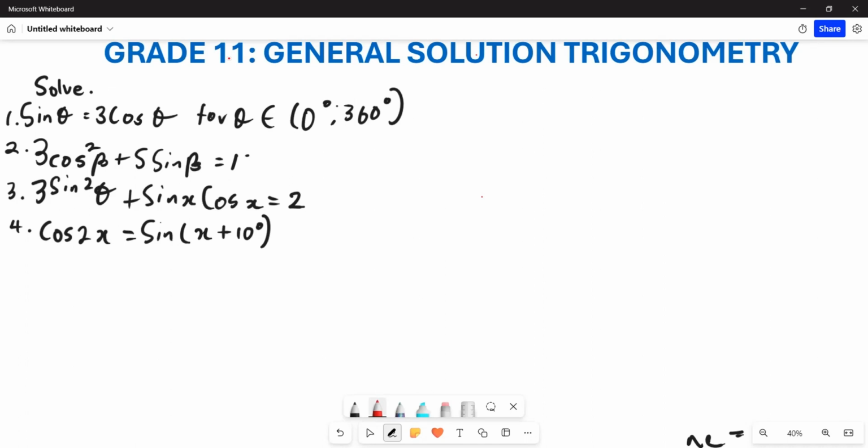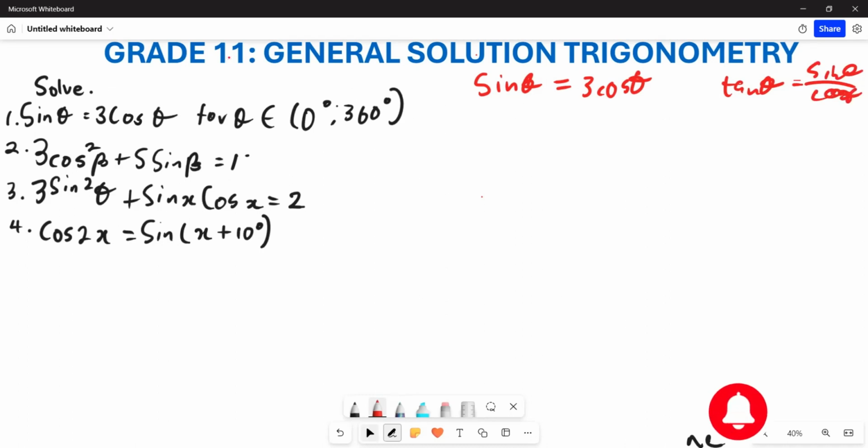Let's start. The first question is you're given sine of theta equals 3 cos of theta, right? Whenever you see sine on this side and cos on this side, you must automatically think of tan of theta, because if you have sine of theta somewhere and cos of theta somewhere, you can definitely have the tan of theta.